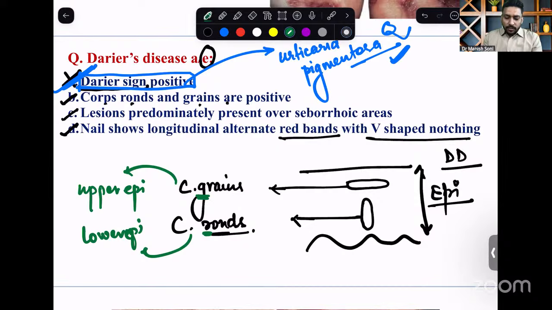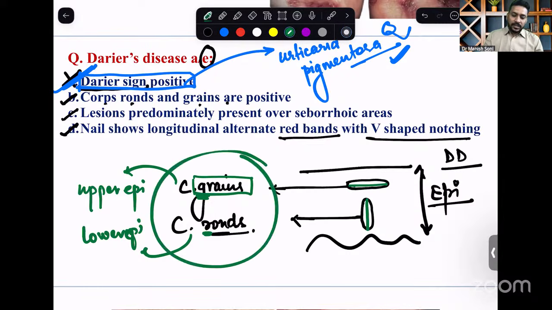Now, grains all of you must have seen, isn't it? Grains like wheat grain, rice grain. If you keep it on the table, they are transverse. While rods, how do we hold them? We hold them vertical. So rods are vertically elongated, grains are transversely elongated. And both these are seen in which condition? Darier disease. Okay. Now remember another point that Darier disease generally involves seborrheic areas.